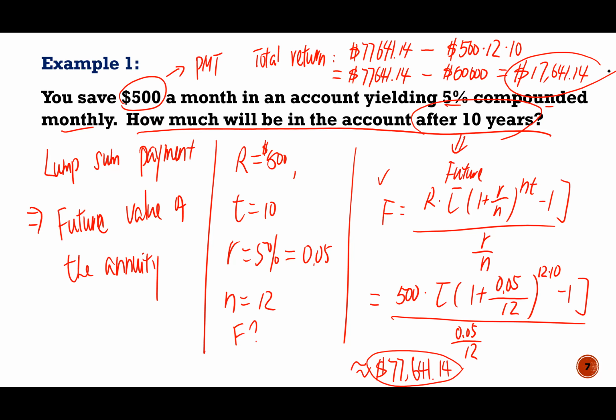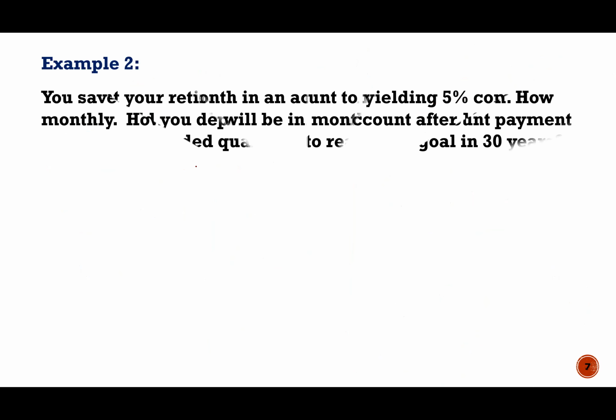One of the important things to distinguish the future value and the present value is to look at the lump sum payment, whether it's in the present time or in the future time. If the one-time lump sum payment comes in the future, then that's a future value of the annuity. If the lump sum payment comes at the present time, that will be the present value of annuity. Okay. Let's look at one more example.